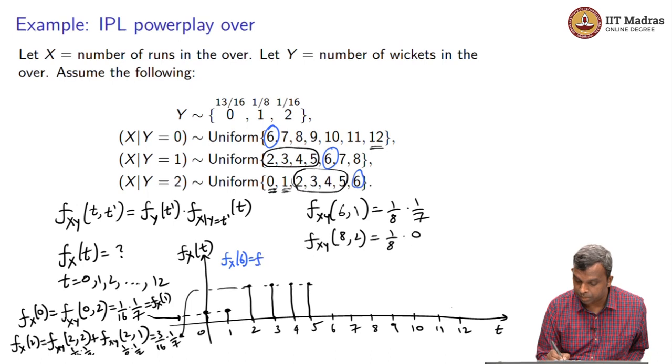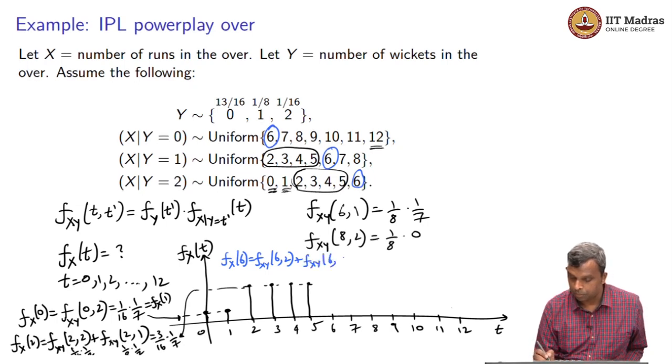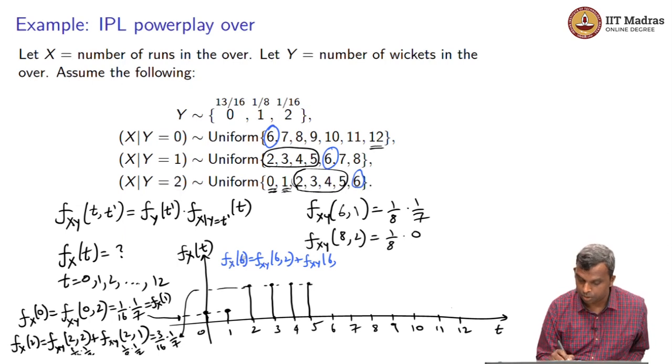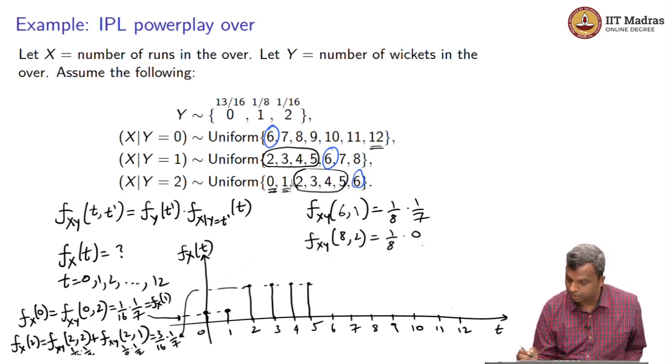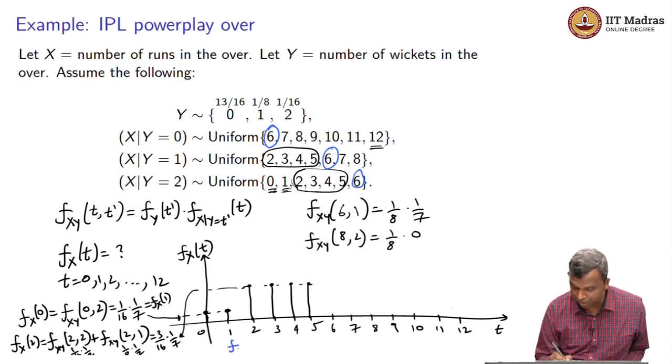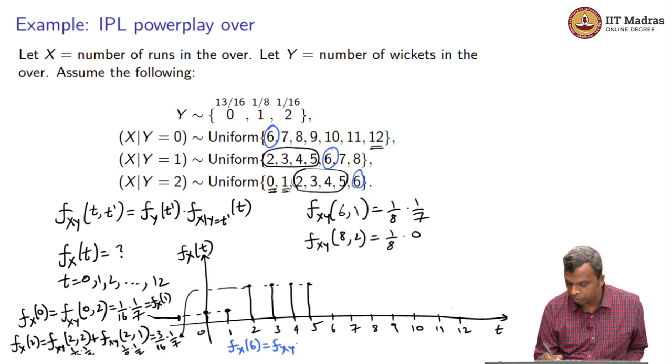you will have 3 terms, fxy of 6 comma 2 plus fxy of 6 comma, okay, so maybe I should write it somewhere else. I don't know where. Below here. Let me write here. Okay, fx of 6 is fxy of 6 comma 2 plus fxy of 6 comma 1 plus fxy of 6 comma 0.